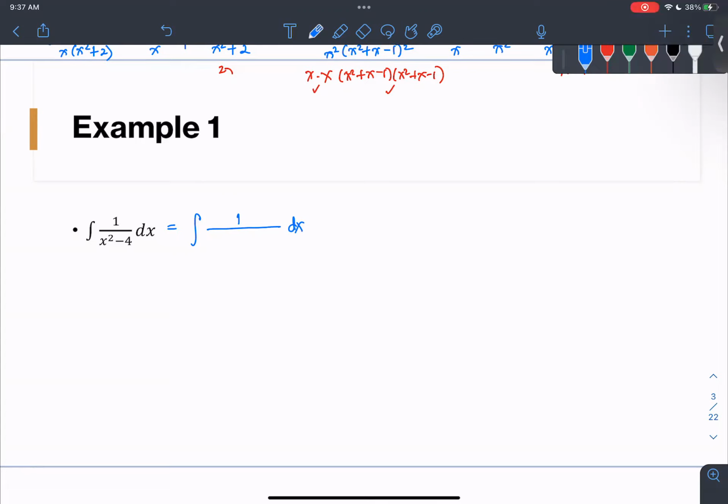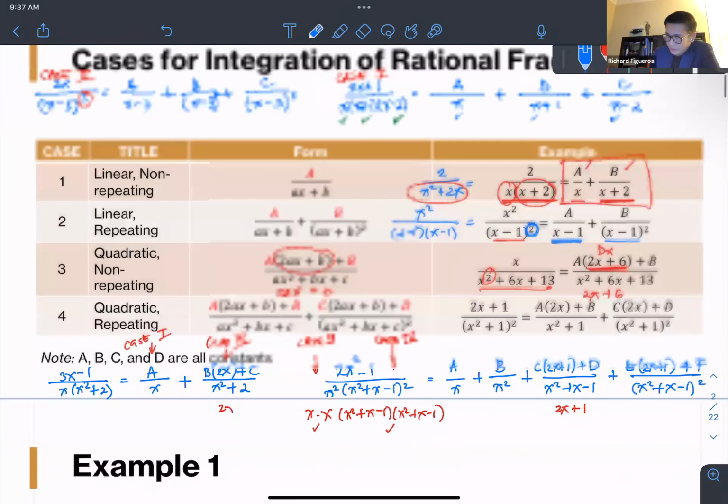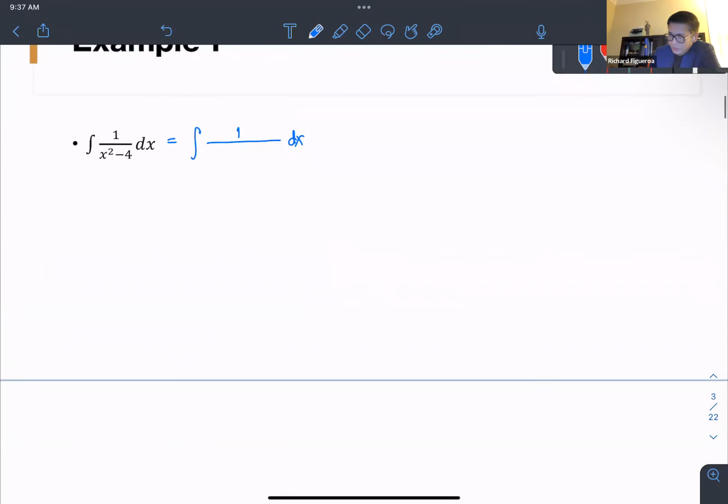Difference of two squares, sir. Okay, so for the difference of two squares, sa amin, difference lang siya ng square root nila, di ba? Which is x and x minus 2 and x plus 2. Right?